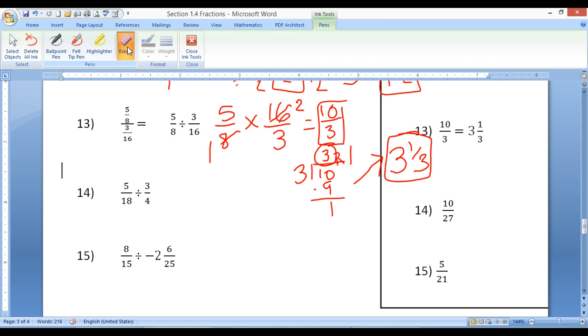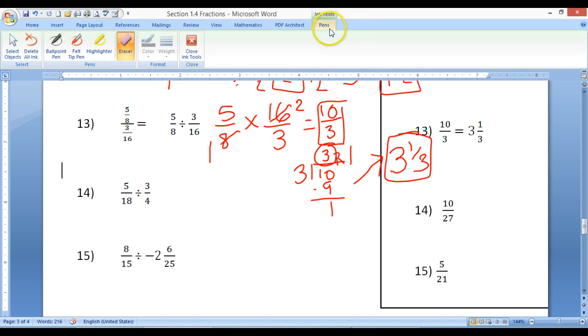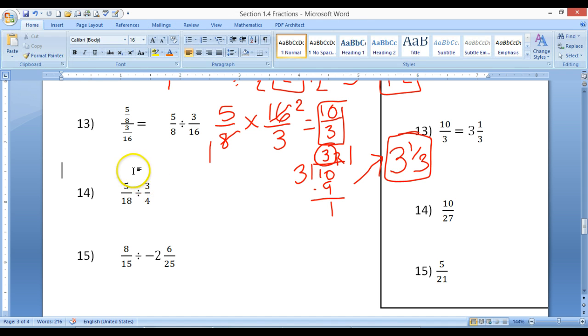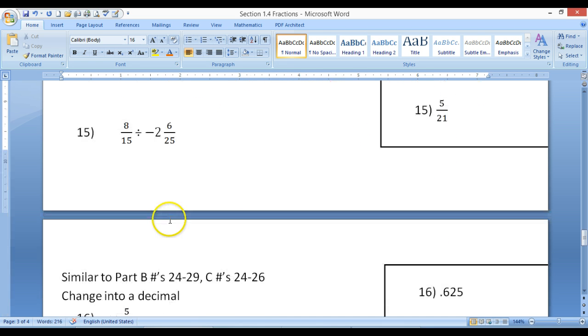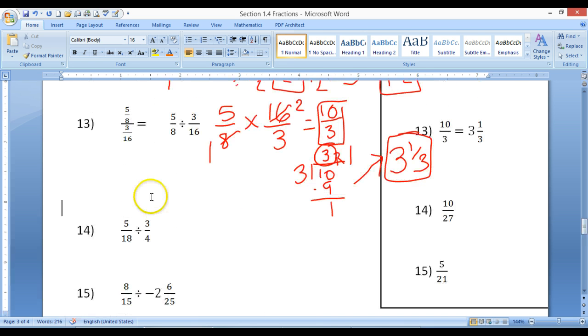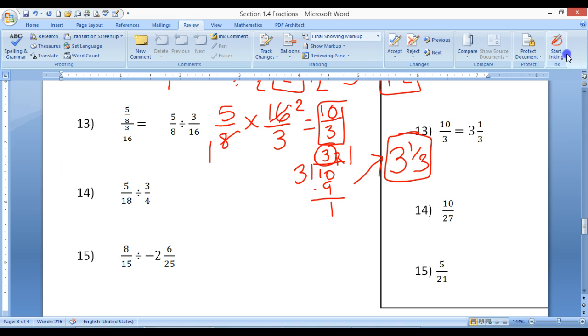And I'm actually going to come over here and just give myself some room. How's that? Oh, nope. Can't give myself some room. We have more problems down below, so I apologize. We're going to have to erase again.